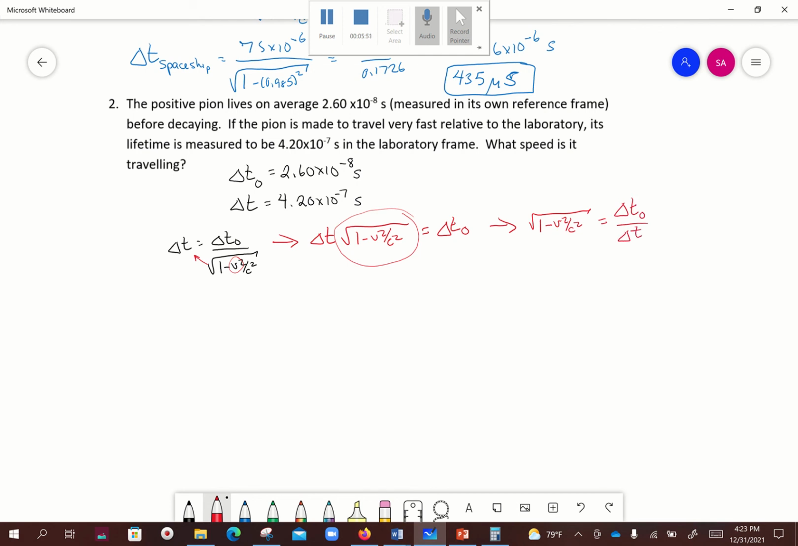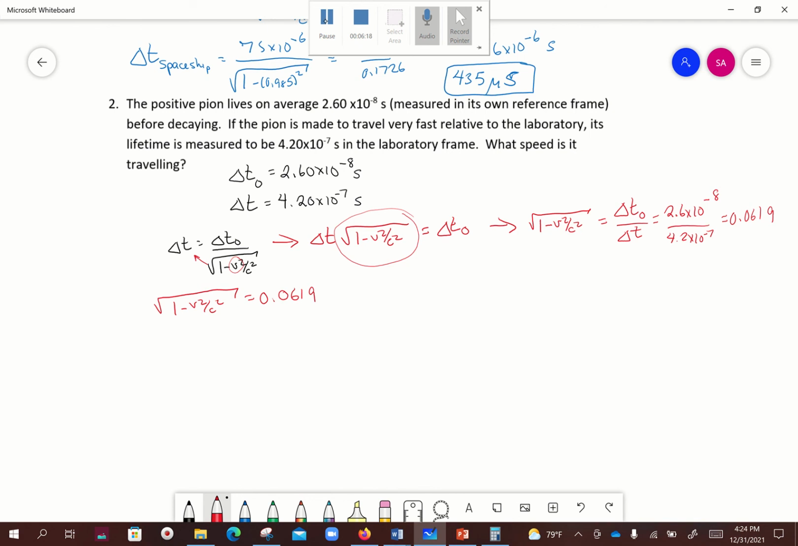And I can put in my numbers now, right? I've got delta t0 and I've got delta t. So I've got 2.6 times 10 to the minus 8 and 4.2 times 10 to the minus 7. I get 0.0619. So, copy that down, 1 minus v squared over c squared is equal to 0.0619. All right, so now I still have to work on getting that v out of there.